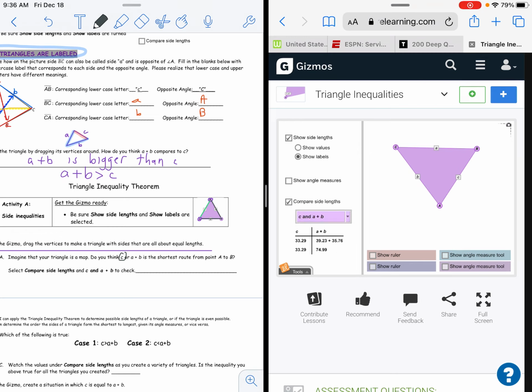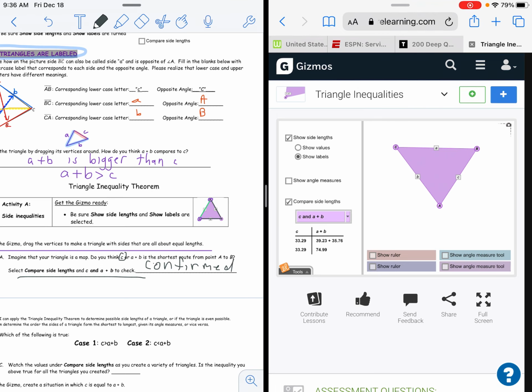Oh my gosh, look, that's pretty cool. C is shorter than A plus B. As you see in this table on my gizmo, C is 33.29, A plus B is 74.99. So C is clearly shorter. All right, it says select to check. We'll write confirmed.